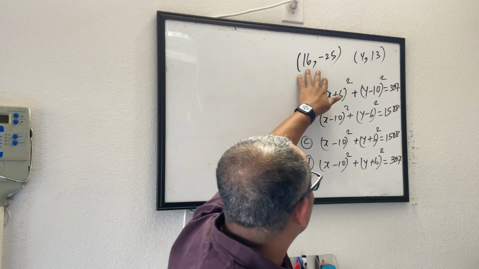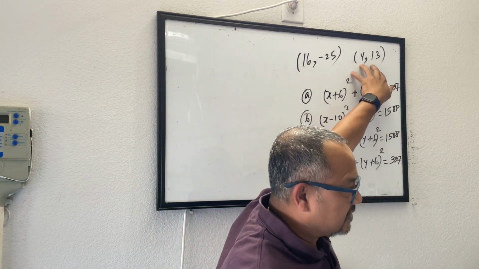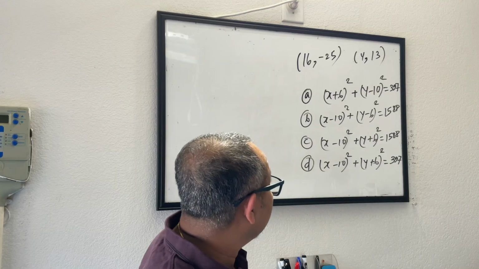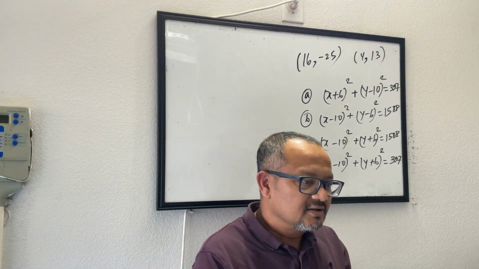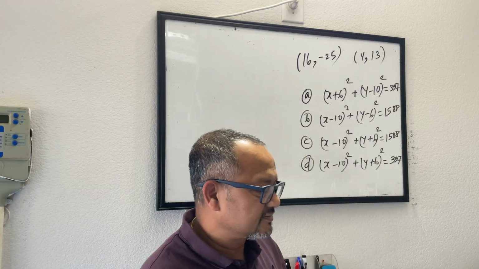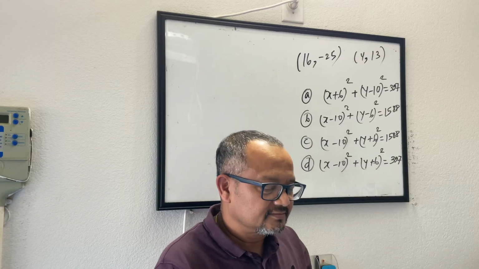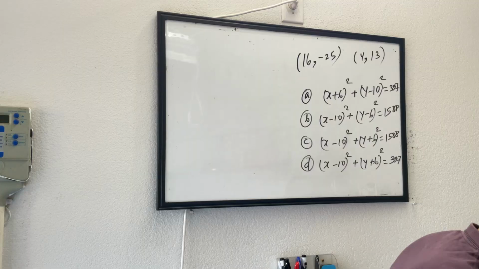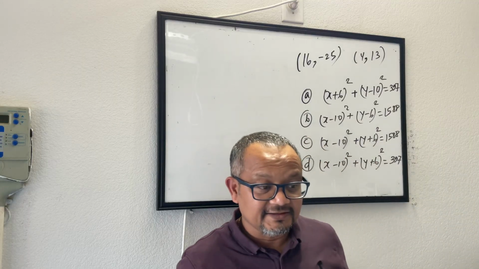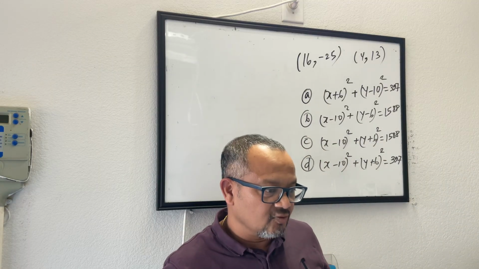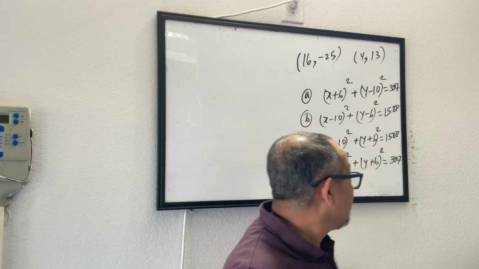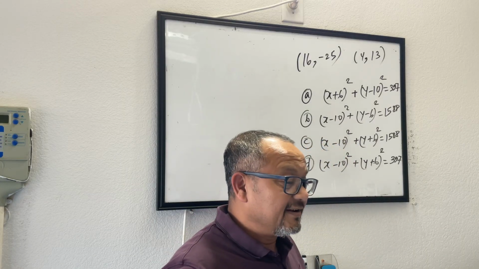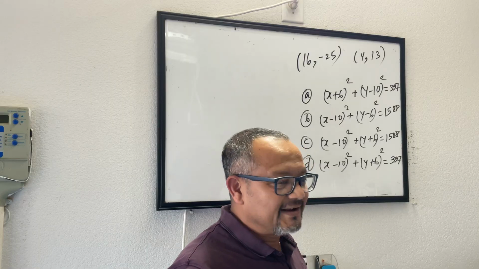These are the 2 endpoints of the diameter of the circle. So we have been asked to find out which of the equations is representing the circle equation. And if I tell you guys now, I don't want anybody to freak out, but this is a very easy problem. And the trick is, get your hands dirty.